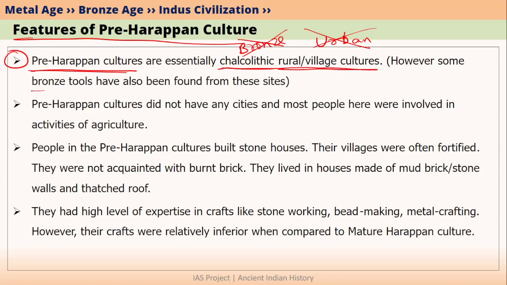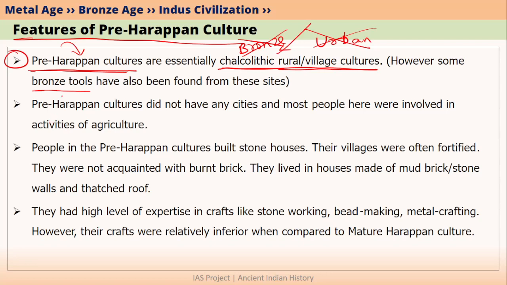However, we have found some bronze tools and bronze implements from sites of pre-Harappan cultures also. Because we know that the definition of Chalcolithic culture was that copper tools were used on a large scale alongside stone tools. It does not mean that bronze tools were not used. So please remember, in any Chalcolithic culture, it is totally possible that bronze tools were used.